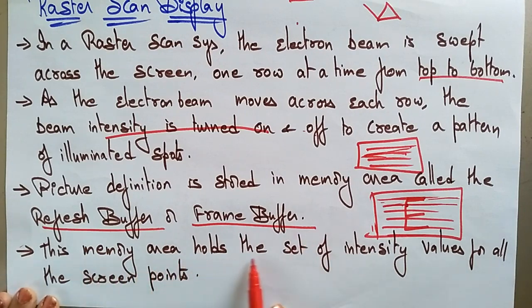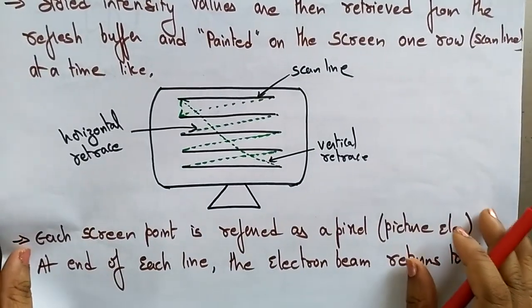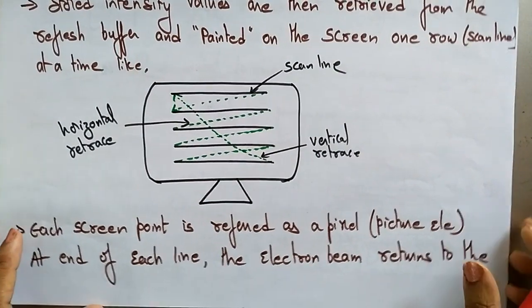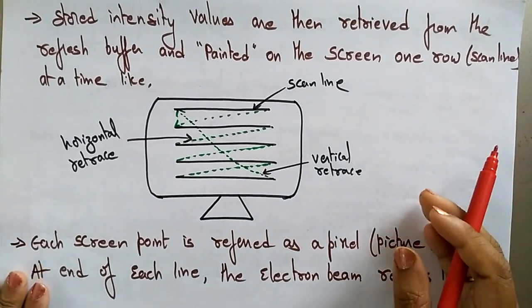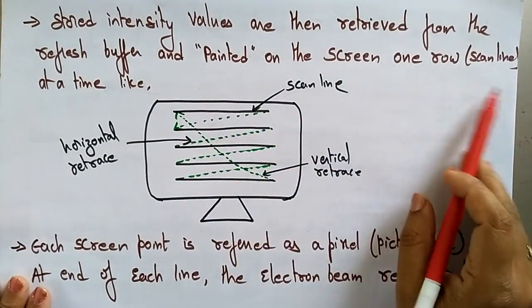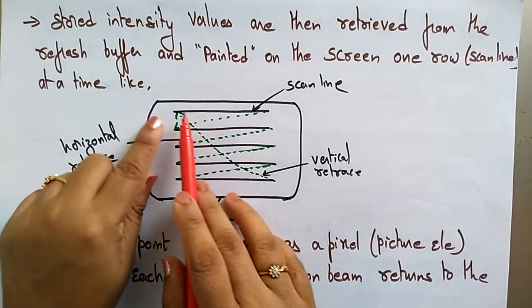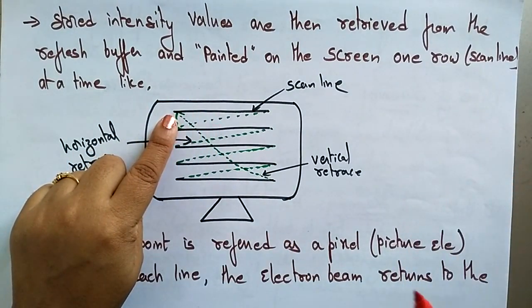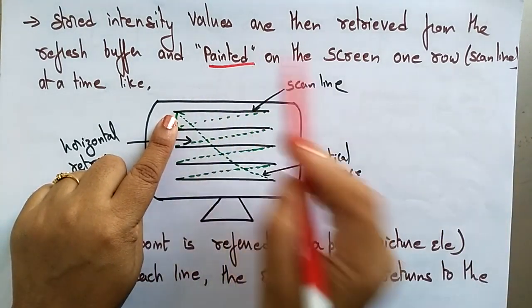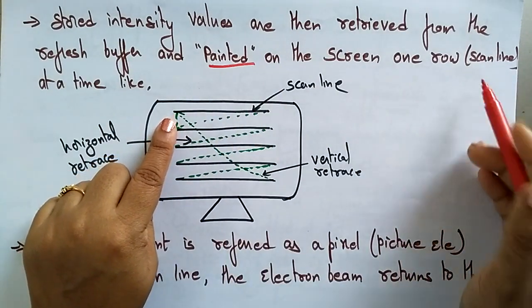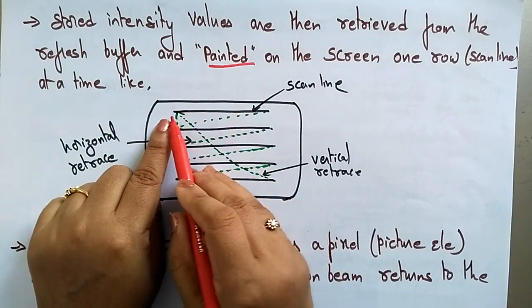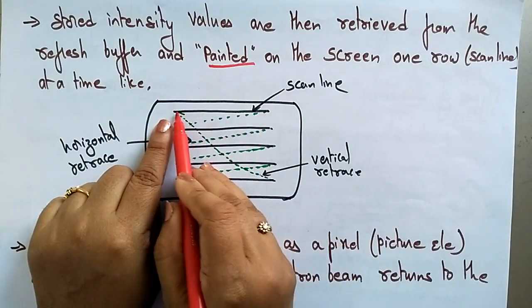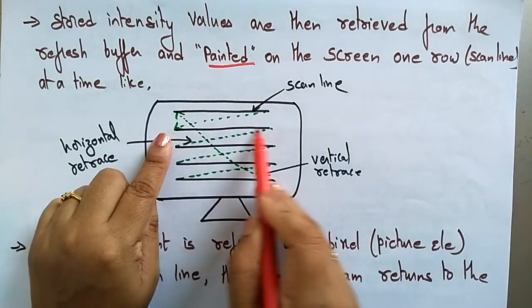This memory area holds a set of intensity values for all the screen points, and the stored intensity values are then retrieved from the refresh buffer and painted on the screen one row, that is one scan line, at a time. So whatever is retrieved from the refresh buffer is painted on the screen one row, that is one scan line. One row you call a scan line, and this is another scan line.